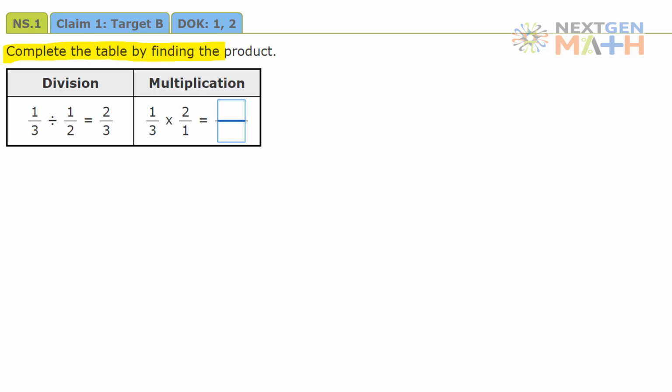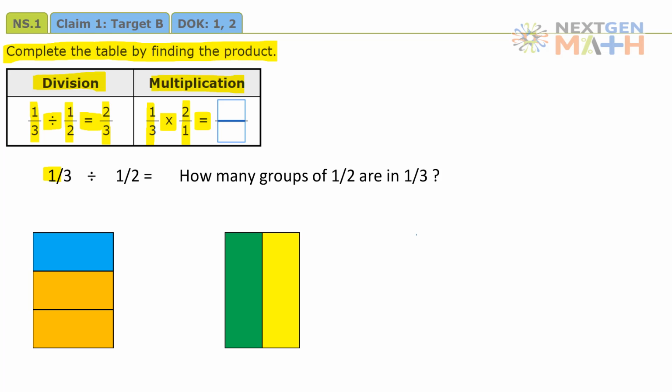Complete the table by finding the product. For division, we have 1/3 divided by 1/2 is equal to 2/3, and for multiplication, 1/3 times 2/1 is equal to what fraction? Let's look at 1/3 divided by 1/2 in terms of words.